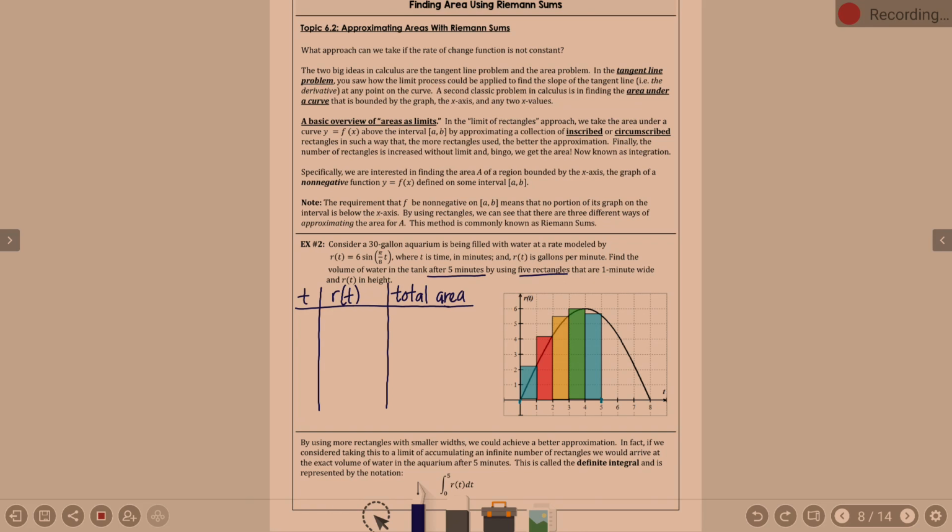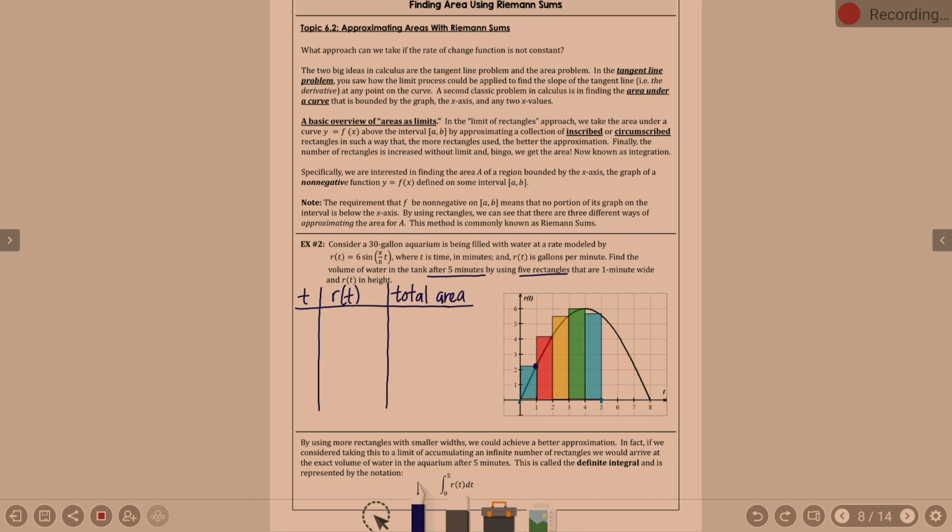Okay, so t, we're doing after 5 minutes, we're using 5 rectangles. So we're using the rectangle that goes from 0 to 1, 1 to 2, 2 to 3, 3 to 4, and 4 to 5. As we look at this first rectangle that goes from 0 to 1, where does it intersect the curve? Do you see that it intersects the curve right there? I'm looking at where that corner of the rectangle hits the curve. It's that corner of the rectangle, yes?